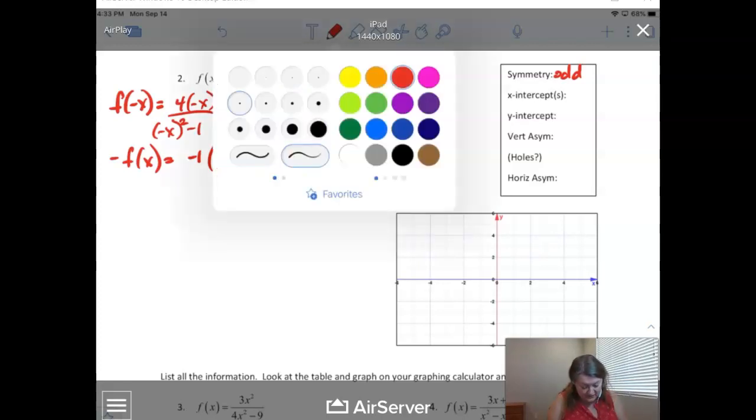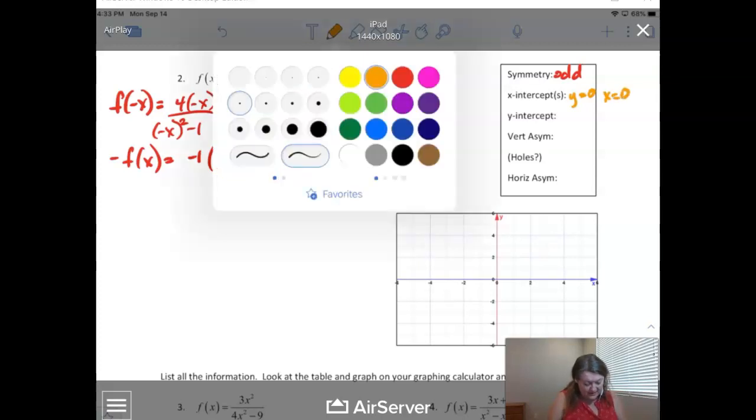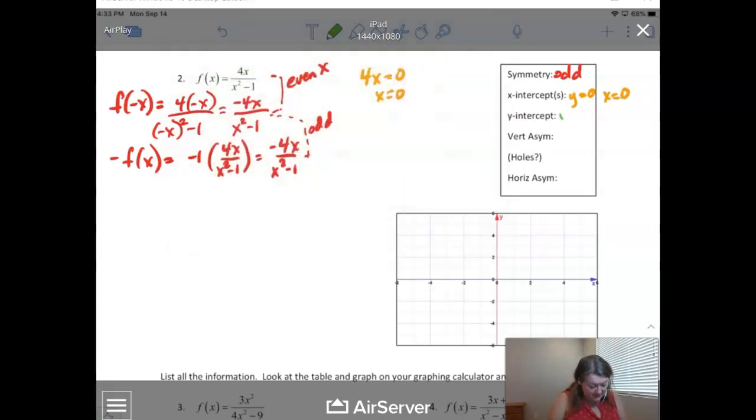All right, next one. Let's see if we can find our x-intercepts by setting y equal to 0, setting the top equal to 0. So 4x equals 0, x equals 0. Find the y-intercept by setting your x equal to 0. So if I set x equal to 0, I'll get 4 times 0 over 0 squared minus 1, which will be 0 over negative 1. So I will just get a y-intercept at y equals 0. 0 over 1 is 0.